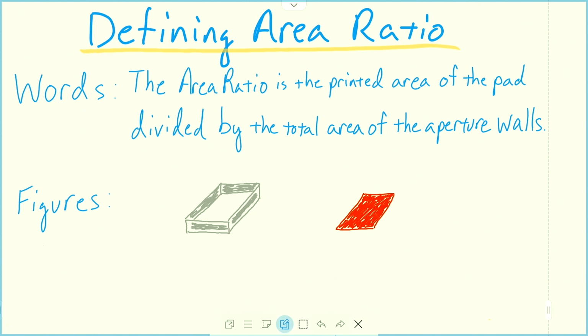So let's define the area ratio. In words, the area ratio is the printed area of the pad divided by the total area of the aperture walls. In the figures below, you can see the stencil aperture walls and the pad that goes with it. The aperture dimensions of length, width, and thickness will determine the total area of aperture walls. And the printed area of the pad is determined by the same length and width of the aperture, since the only printed part of the pad is that exposed to the stencil aperture.